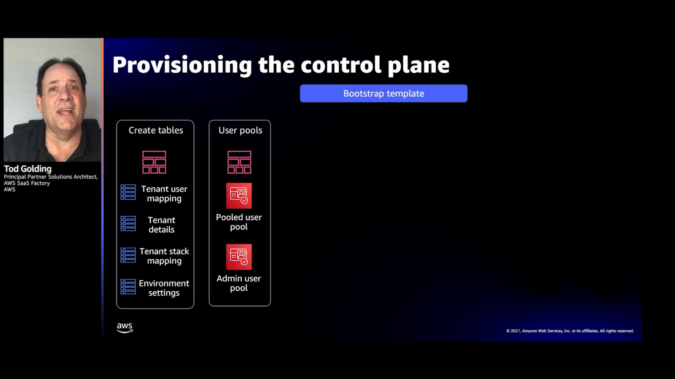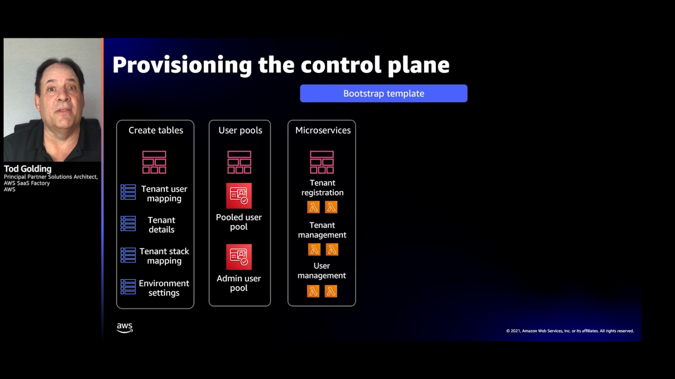You also see that we create user pools here as part of this template. So you'll see that we create a pooled user pool from the beginning. And that pooled user pool is really meant to represent all those users that are going to be our pooled model. They're going to share one user pool for all of them. And then we also create a user pool for our admin users. And here the admin users are the SaaS providers themselves, right? This is where your admin application authenticates. So we know we're going to need those two as a baseline, so we provision them at the start.